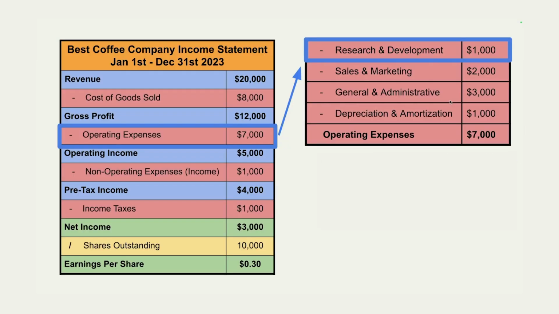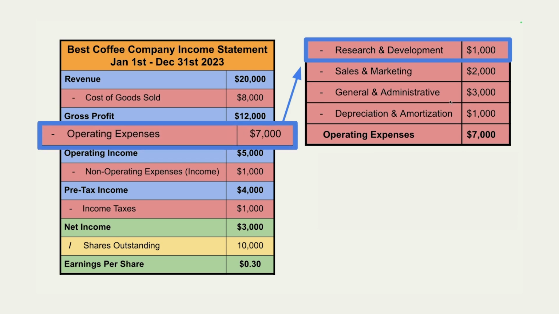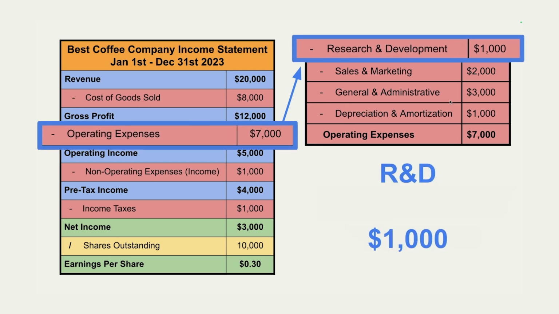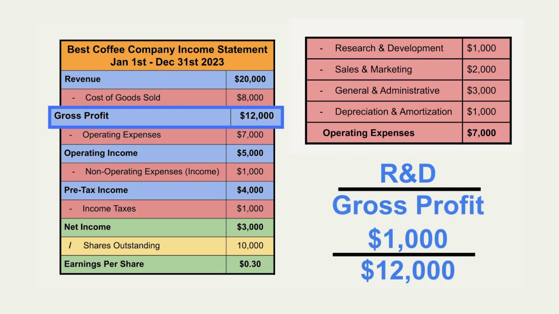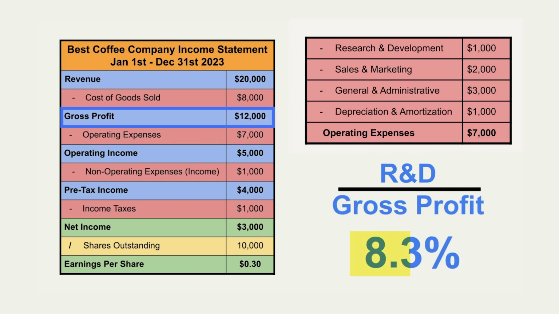If a company breaks out its research and development spending, it would be located in the operating expense portion of an income statement. Here, this company spends $1,000 on research and development. We divide that figure by $12,000 in gross profit, and we get a research and development margin of 8.3%, which is well under Warren Buffett's threshold of 30%.